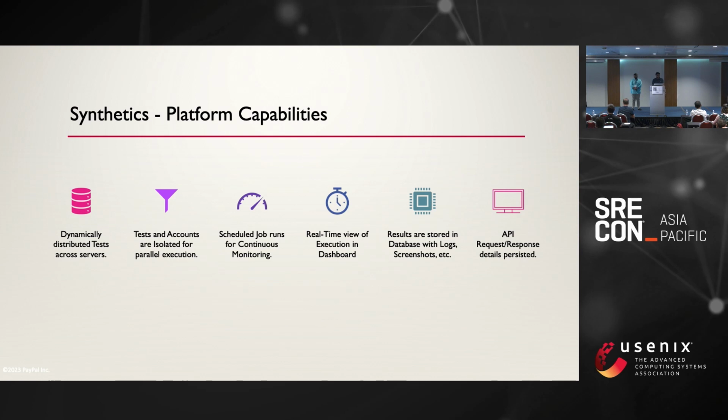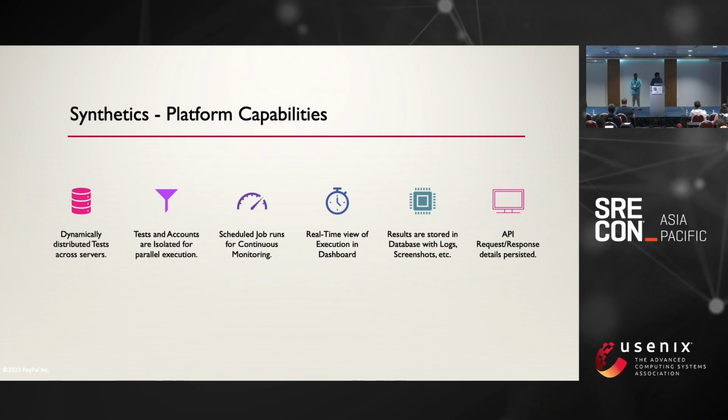And what other capabilities have we added? We have dynamically distributed the tests across servers, and the tests and the accounts have been isolated so that in case of parallel execution, we don't end up in a race condition where the same account is used across the tests. And we have introduced scheduled job running where we can schedule a particular synthetic test to run in a particular geolocation at a particular interval.